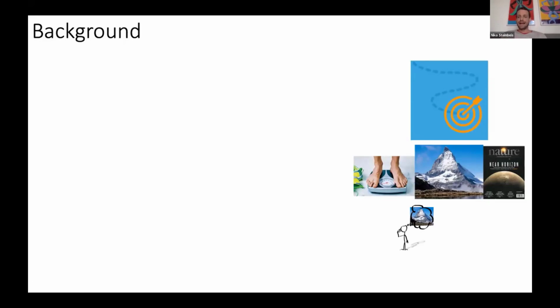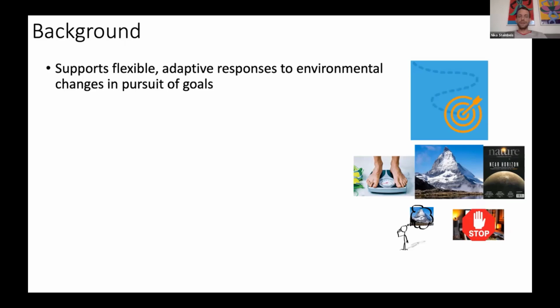So we're trying to navigate our day-to-day in achieving these goals, and to be able to do that, we need to keep focus on the goal, we need to keep it in mind, and more importantly, we need to try and resist temptation on the way of achieving that goal. And that requires us to inhibit impulses that would stop us from achieving those long-term goals. So cognitive control, in terms of a more formal definition, supports flexible and adaptive responses to environmental changes in the pursuit of goals that we have in mind.